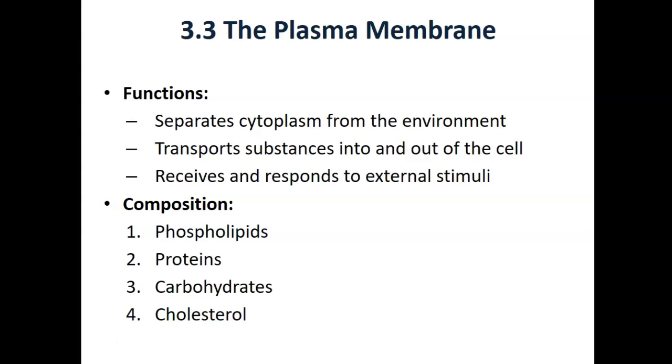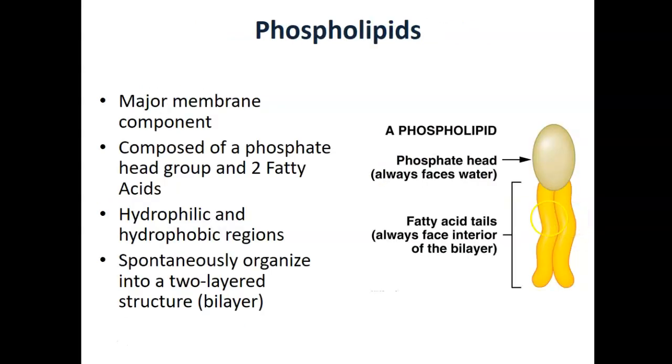The plasma membrane has four major components: phospholipids, proteins, carbohydrates, and cholesterol. The phospholipid is the major component of the plasma membrane. It forms two layers of this phospholipid molecule shown in this slide. The phospholipid has the phosphate head. This head is hydrophilic, which means the head is water dissolvable. The phosphate head is linked with two fatty acid tails. These tails are hydrophobic. Hydrophobic means they are not going to be dissolved in the water.